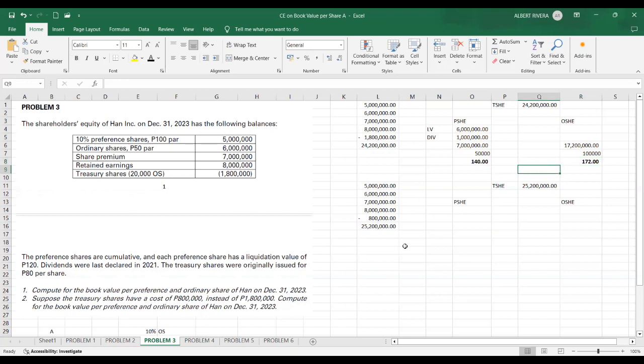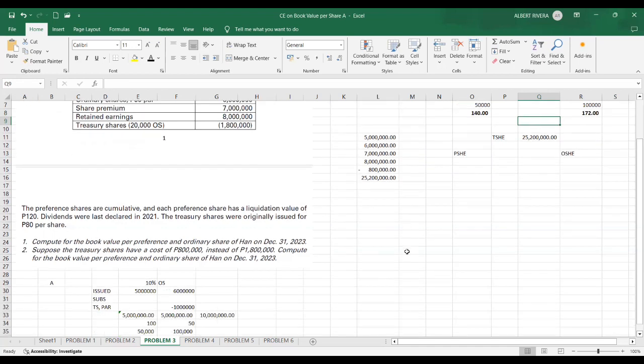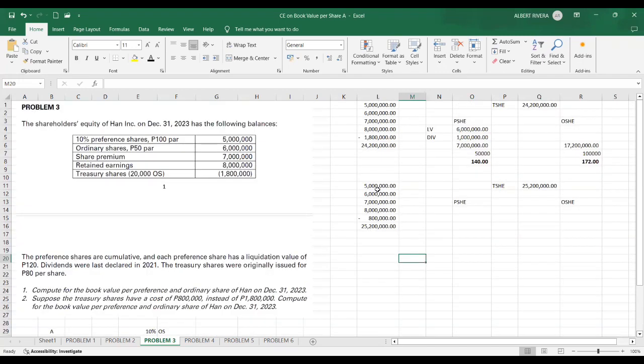Next. Ang sabi niya, suppose the treasury shares have a cost of 800 instead of 1.8. Compute for the book value per share for preference and ordinary shares. Ganun lang ulit yan, plus. Kasi babalik ka dito sa pag-compute ng total stockholders equity. We have 5 million, we have 6 million, we have 7 million, we have 8 million. The difference is the treasury shares. Ang sabi dito ay 800,000 na. So the total stockholders equity is 25.2 million pesos.